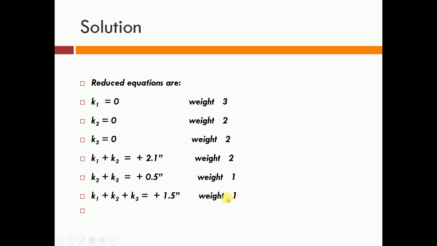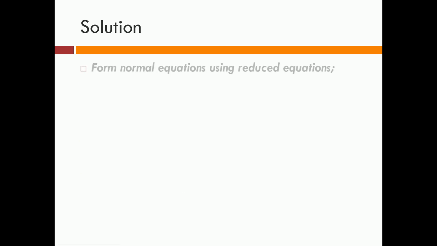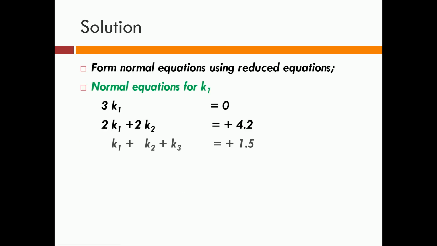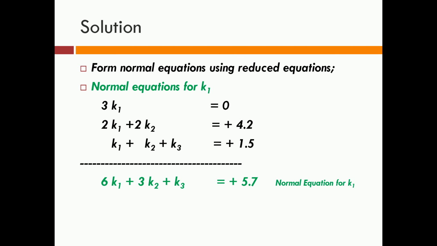So the weight is 1, the coefficient of K1 is 1. So the product of coefficient and weight is 1 into 1, 1. So K1 plus K2 plus K3 is equal to 1.45. Then after getting this, you have to add this equation, and the result is 6K1 plus 3K2 plus K3 is equal to plus 5.7. This is the normal equation for K1.